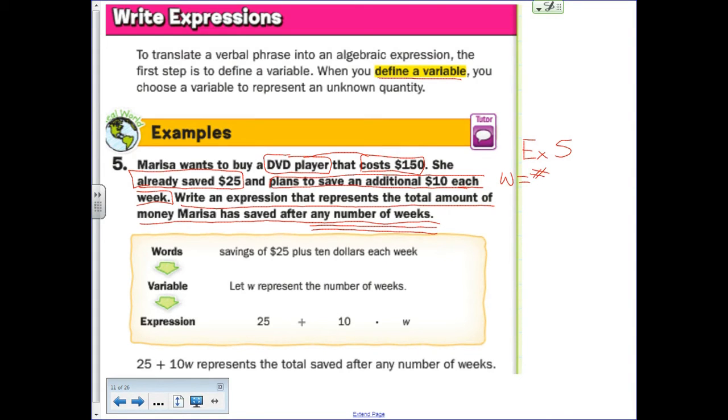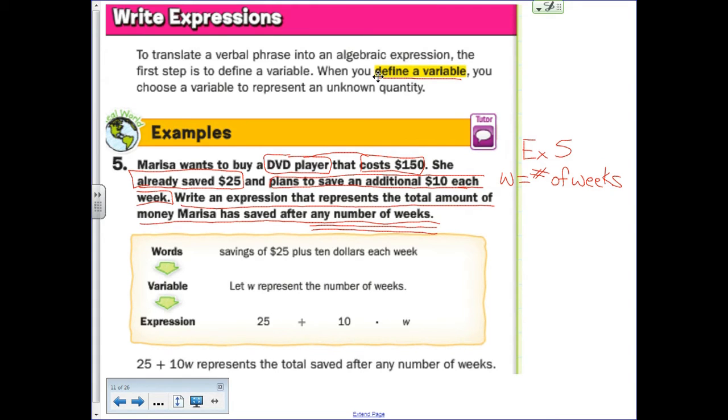I like to use the hashtag. Back before it was a hashtag, it was a pound sign or a number sign. And so I like to use that to represent number. And so W equals number of weeks. This naming the variable, W equals number of weeks, is what we call defining a variable. Now we can start putting together our expression.